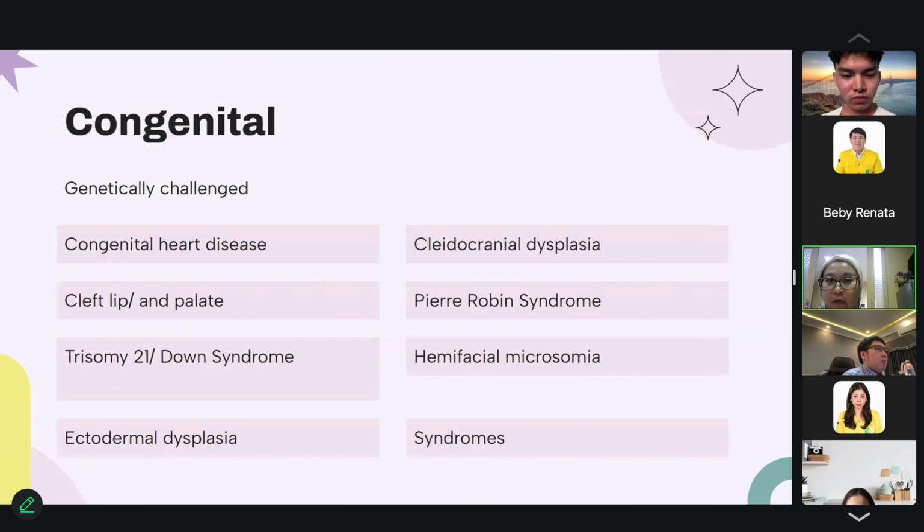And next is congenital, or we call it genetically challenged. This means all of these conditions have been acquired since birth, caused by mutation of genes during development in the preterm stage of life. Typically we call these conditions syndromes, like trisomy 21 or Down syndrome, Pierre-Robin syndrome, or another syndrome.